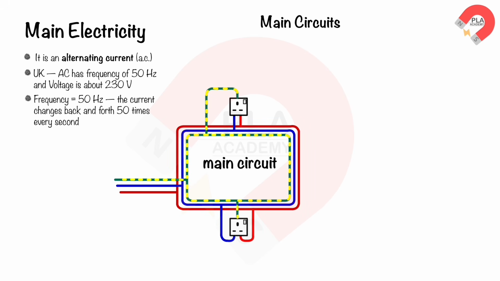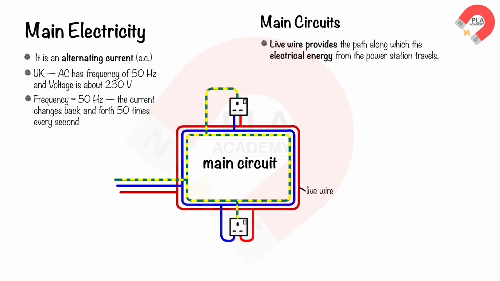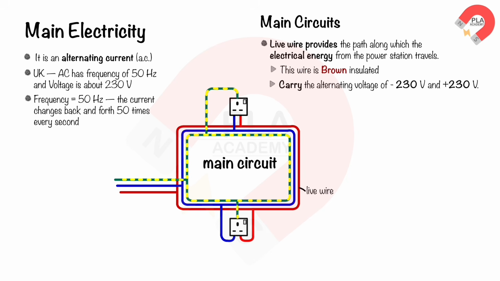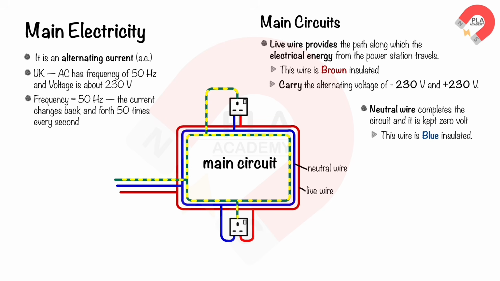Mains circuits. Mains circuits usually consist of 3 wires: the live wire, the neutral wire and the earth wire. The live wire provides the path along which the electrical energy from the power station travels. This wire is brown insulated and carries the alternating voltage of negative 230 volts and positive 230 volts, making the current flow backwards and forwards through the circuit. The neutral wire completes the circuit, and it is kept at 0 volts. This wire is blue insulated.